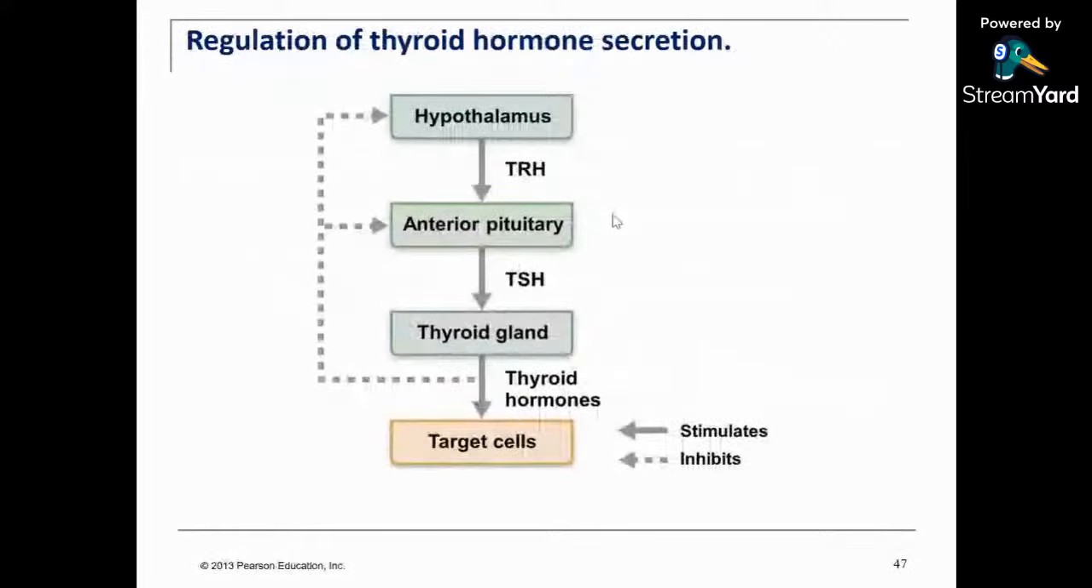In this schematic diagram, you can find the hypothalamus releases thyroid releasing hormone, which works on the anterior pituitary. The anterior pituitary releases thyroid stimulating hormone, which helps stimulate the thyroid gland to release the thyroid hormones, which work on the target cells. It also has negative feedback, which works on both the hypothalamus and the anterior pituitary.